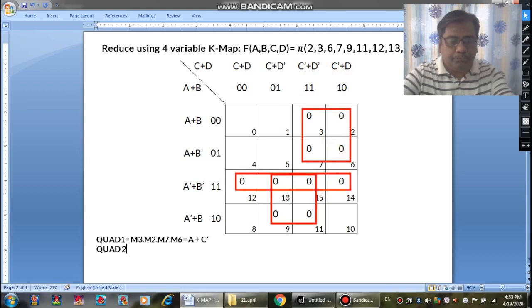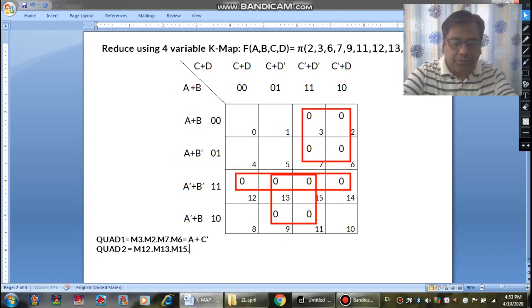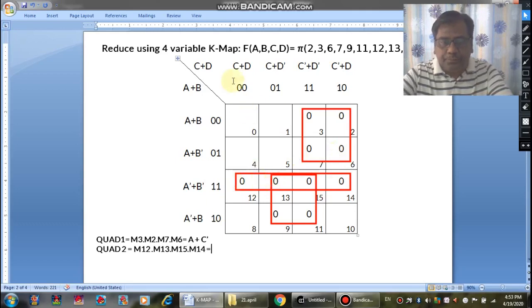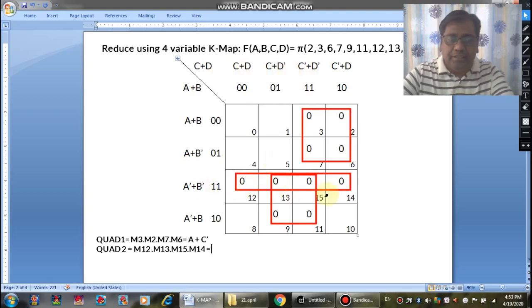Quad 2, we will take M12 dot M13 dot M15 dot M14. In this horizontal group, C is changing to C bar, and D is also changing to D bar. That means the variables which are not changing in the entire group are only A bar plus B bar. Therefore, we will be taking A bar plus B bar.